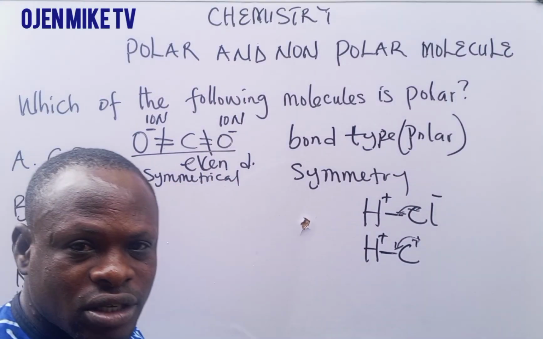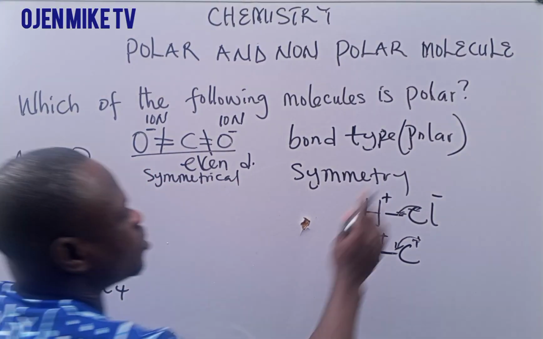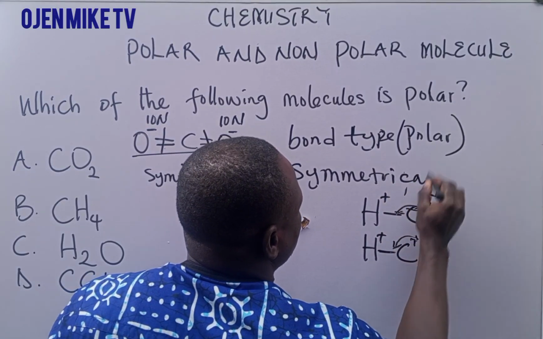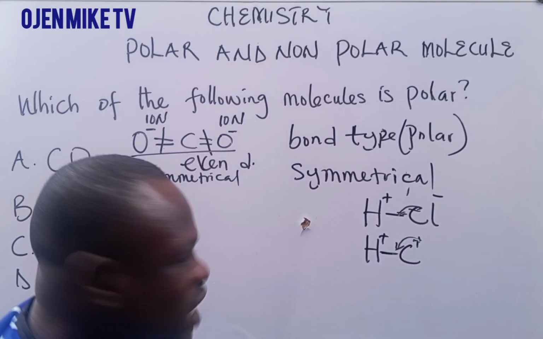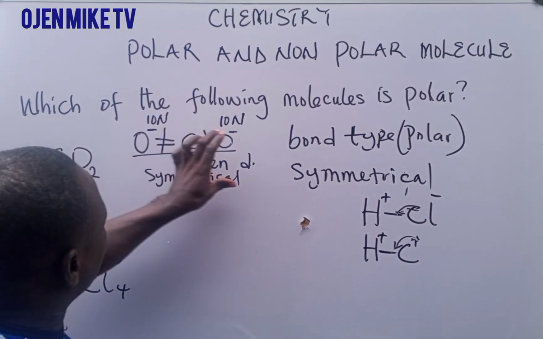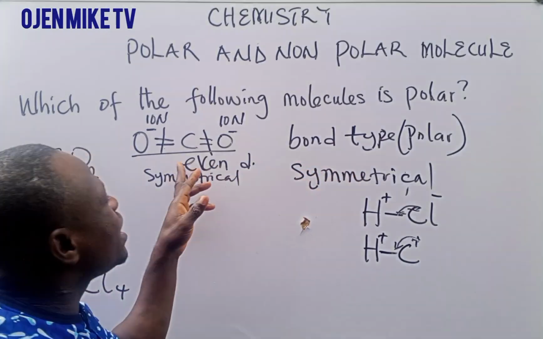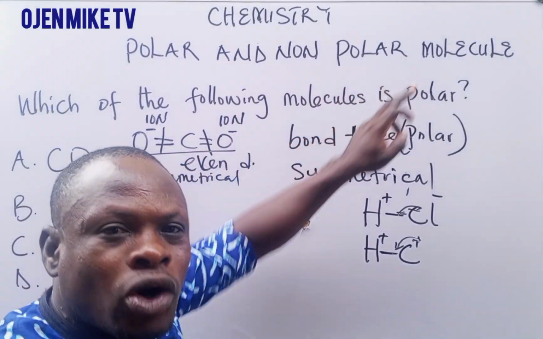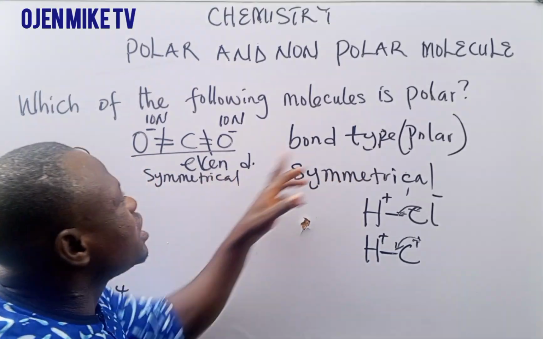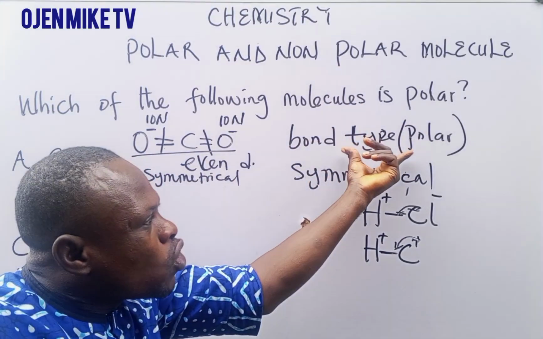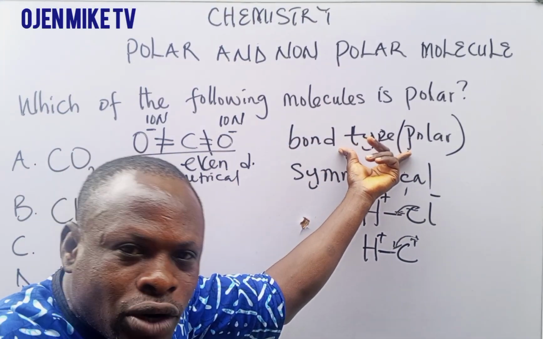Symmetrical. So this one is what? Symmetrical. Do you understand? If the molecule is symmetrical, it means that it is non-polar. But if it is non-symmetrical, it is polar. So you first of all consider the bond type, whether it is polar or non-polar.